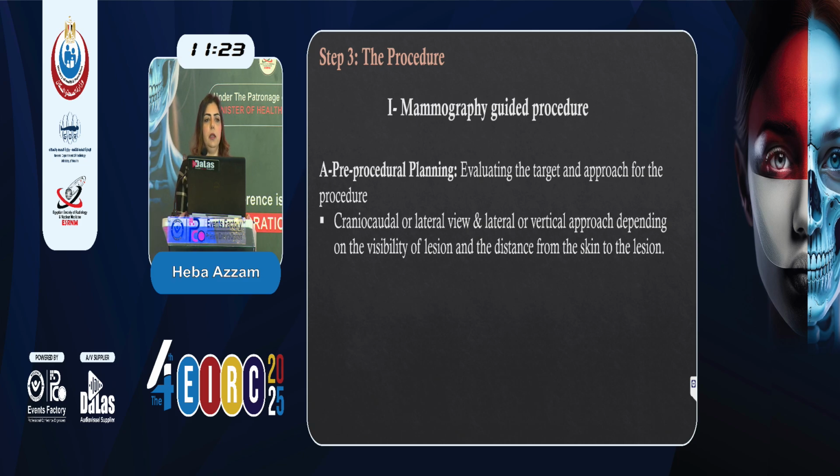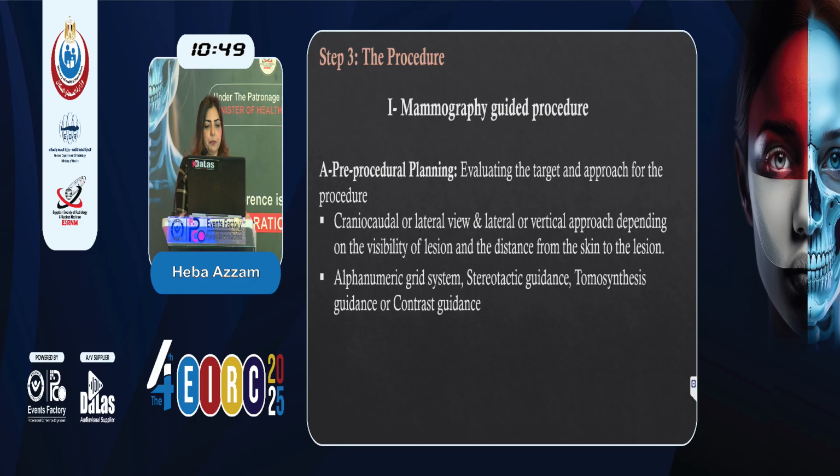And if you can discuss with the surgeon which procedure he's gonna perform, you can facilitate this more. If the surgeon is gonna do a circumareolar incision, then the site of the entry of the wire is preferably close to the nipple and the areolar region. Usually in lesions in the upper quadrants, we prefer the craniocaudal views with vertical approach, and in the lower quadrant lesions, we prefer the lateral approach. However, this depends on each case.